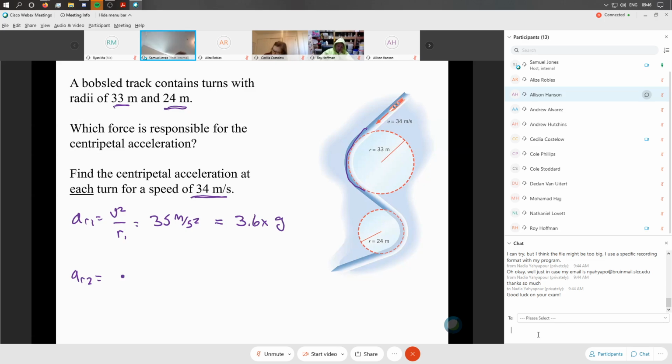So that's going to be equal to v squared over r. And that's going to be equal to, let's see, again, 34 squared divided by 24 is, I get 48 meters per second squared. And that's going to be equal to 4.9 G. Not grams, but gravity. It means that the force they're experiencing as they go through this turn is the equivalent of about 5 times their normal body weight. Which is quite extreme.